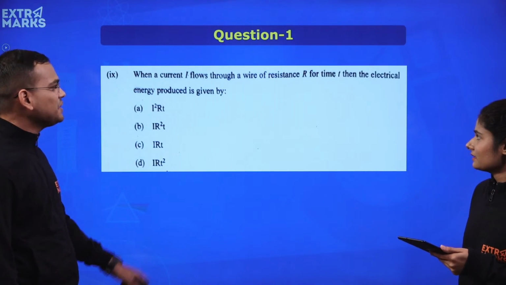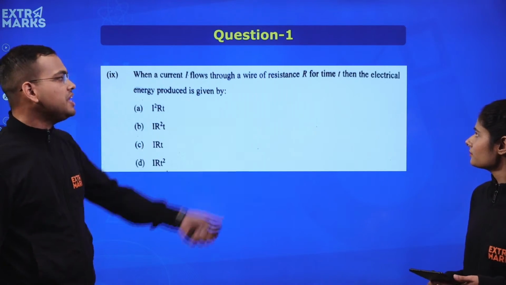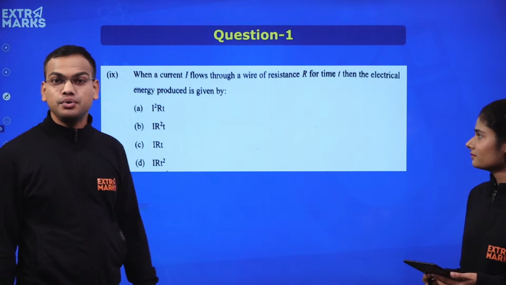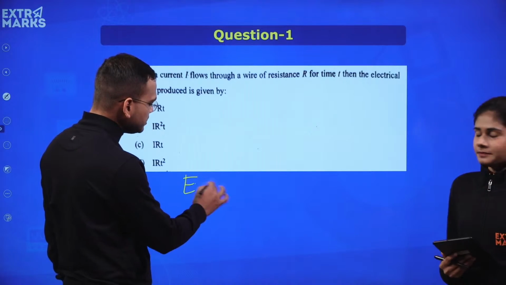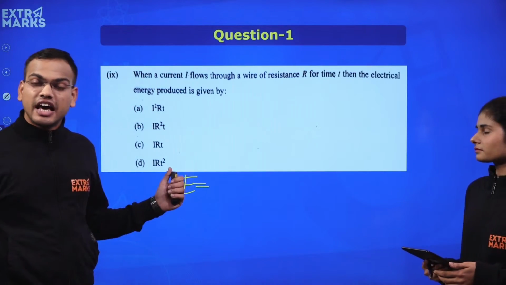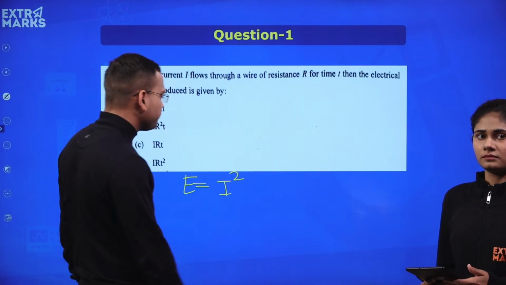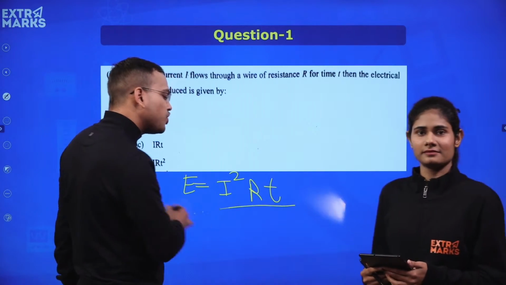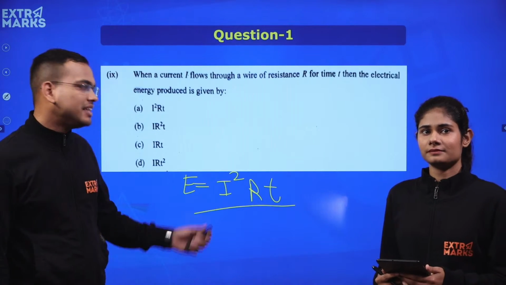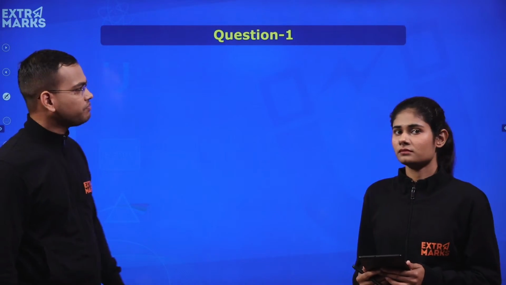Now, a very simple question. When a current I flows through a wire of resistance R for time t, then the electrical energy produced is given by. Very simple. It is directly proportional to the square of the current, I square, and directly proportional to resistance and the time for which the current flows through the wire. That is the electrical energy. So the answer is definitely option A, I square RT.